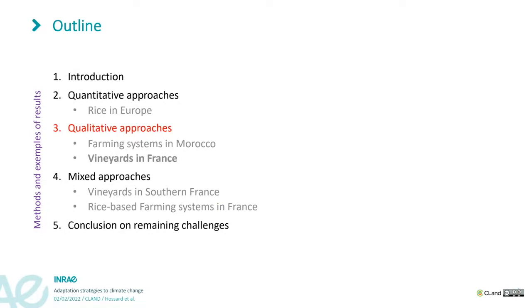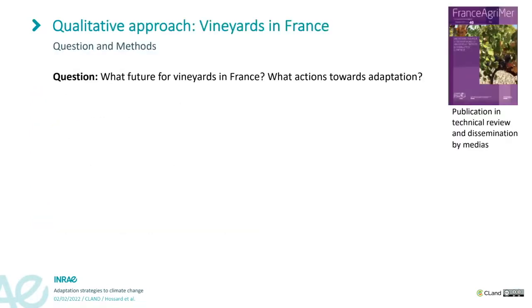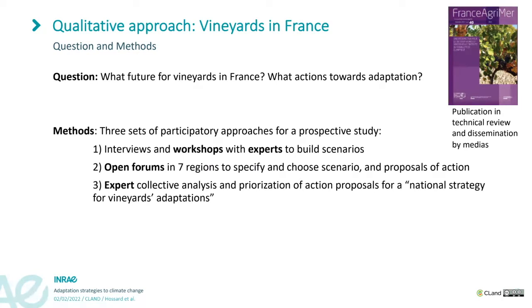The third example, on vineyards in France, was done by colleagues of mine in the project LACAV, especially Jean-Marc Touzard. The questions were: what future for vineyards in France and what action for adaptation? That was qualitative, with 3 sets of participatory approaches aiming at a prospective study. These different participatory approaches didn't target the same public. It was not the same people that were involved.